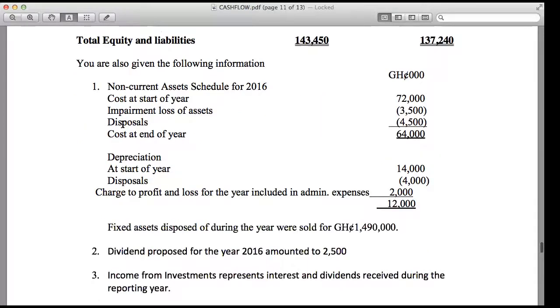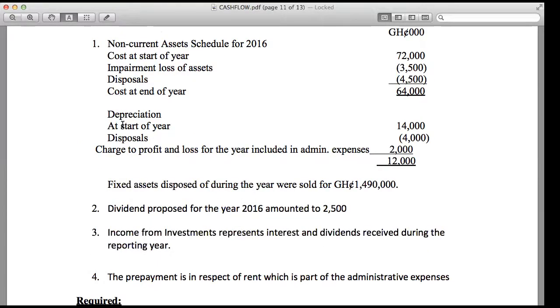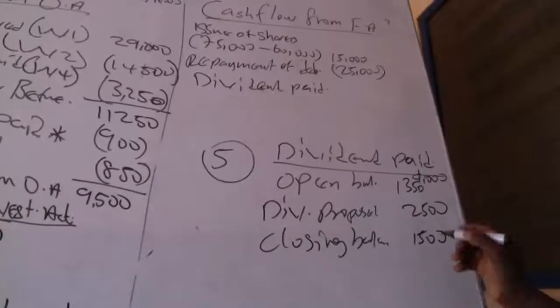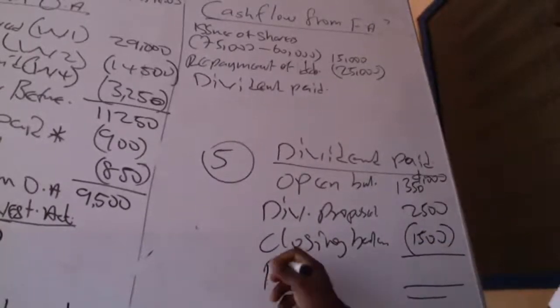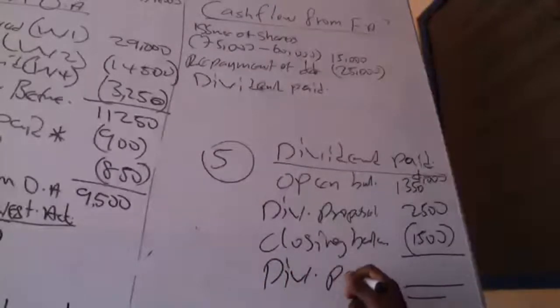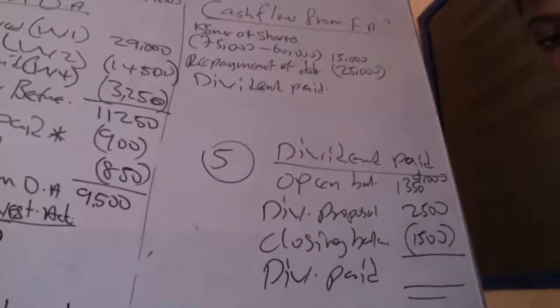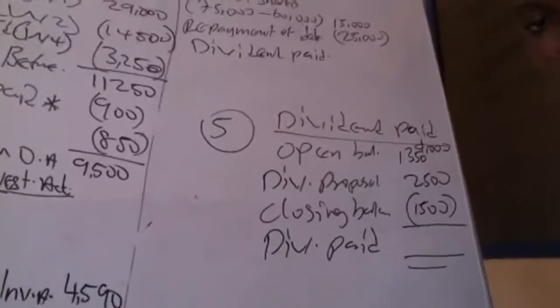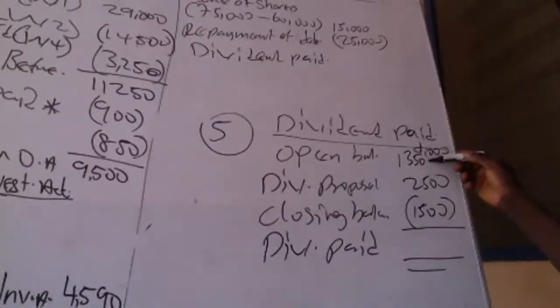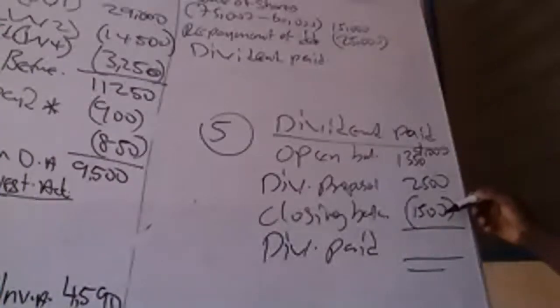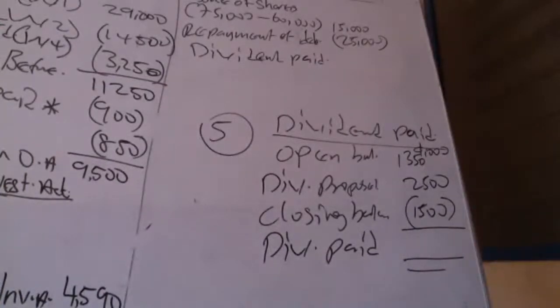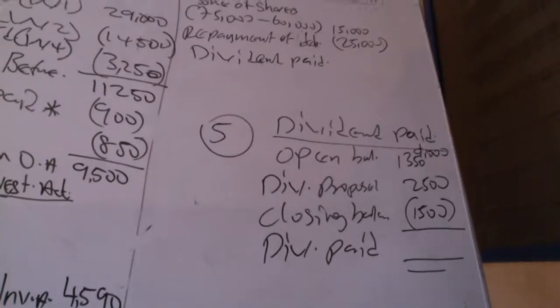And then the dividend proposed is 2,500, from the second footnote. And always, as usual, you less the closing balance. So you put the closing balance in brackets. So what's the dividend paid? Then you are done. So dividend paid will be 1,350 plus the 2,500 less the 1,500. So what's the answer? Can I get an answer from anyone?